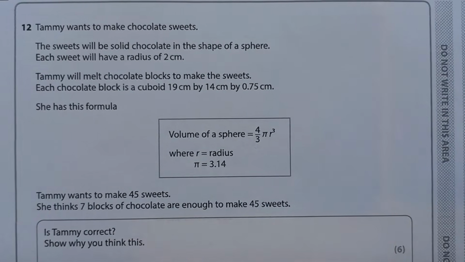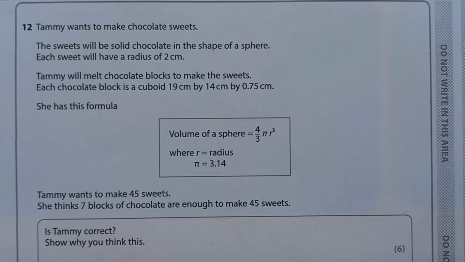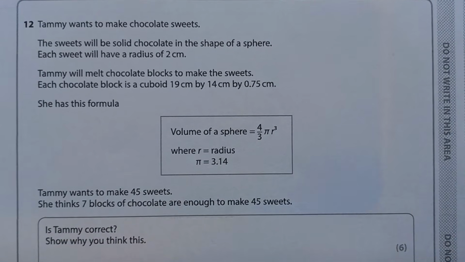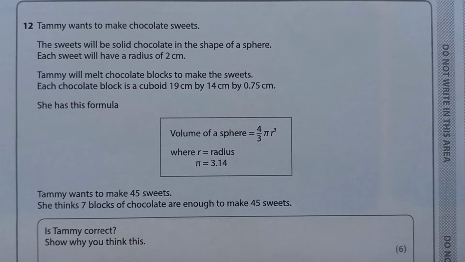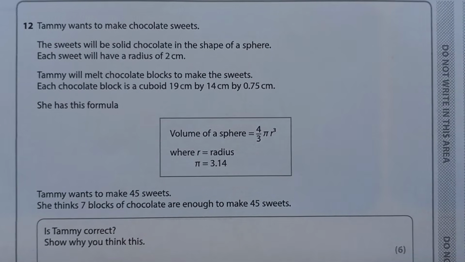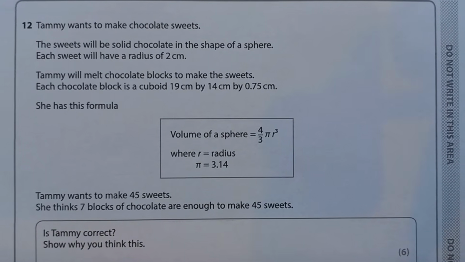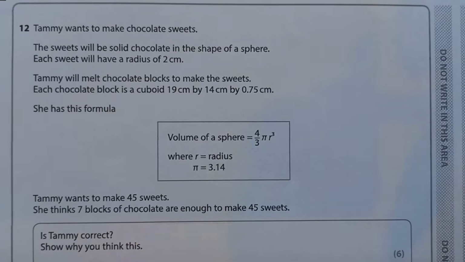And finally, question 12. Tammy wants to make chocolate sweets. The sweets will be solid chocolate in the shape of a sphere, so like a ball. Each sweet will have a radius of 2 centimetres. Okay. Tammy will melt chocolate blocks to make the sweets.